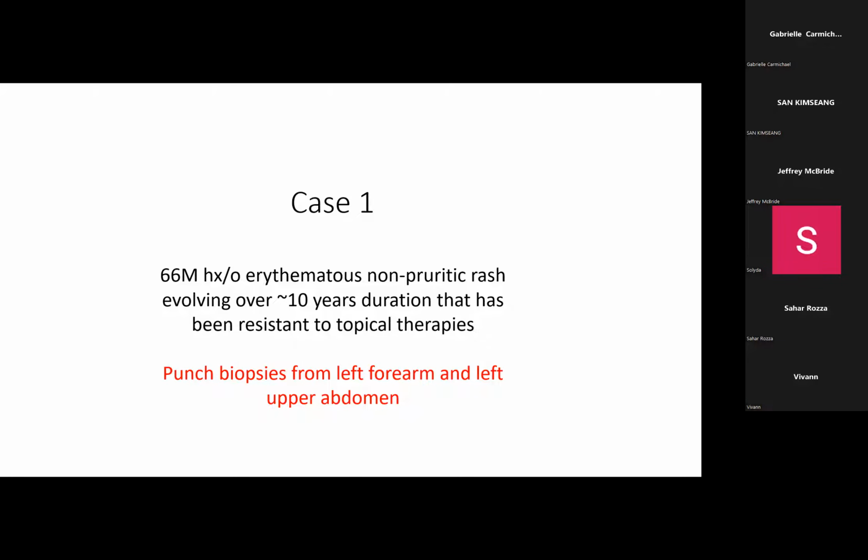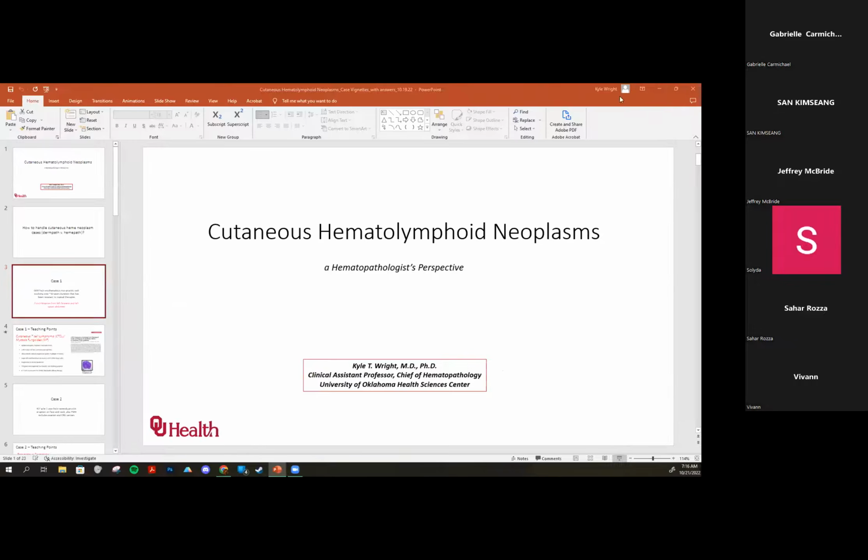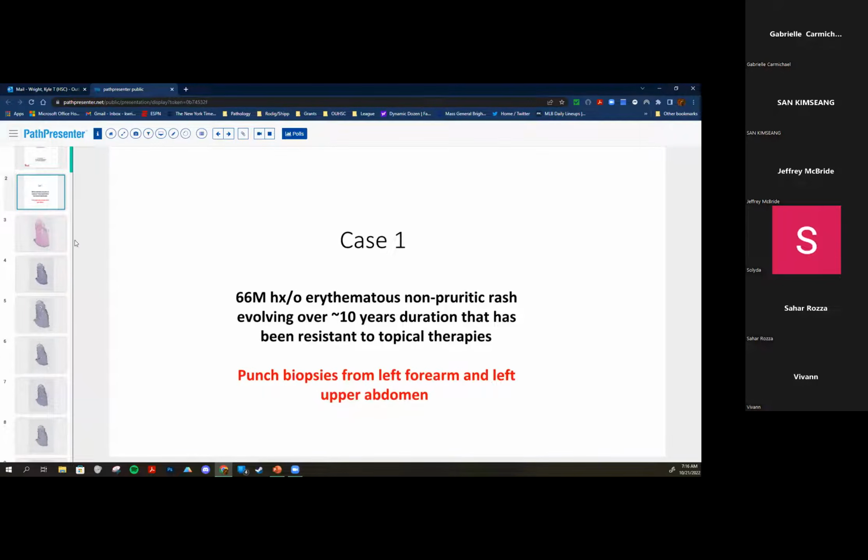Case one is a 66-year-old male. He has a history of an erythematous, non-pruritic rash evolving over a fairly long period of time, about 10 years' duration. It's been resistant to topical therapies. And I gave you two punch biopsies to look at, one from the patient's left forearm and one from the patient's left abdomen. And we'll look at those briefly here.